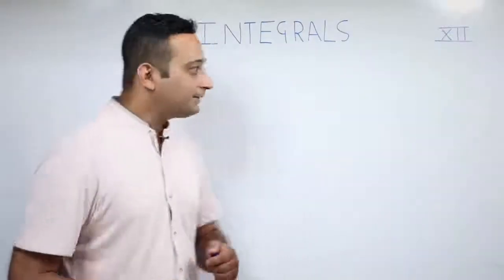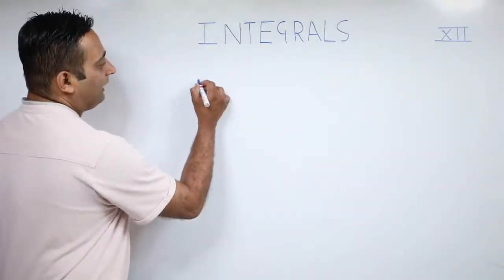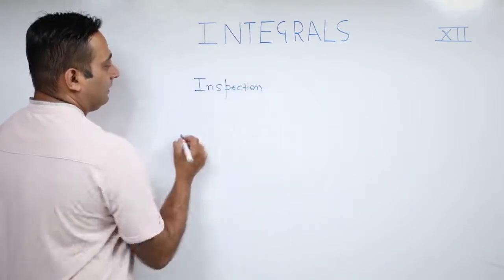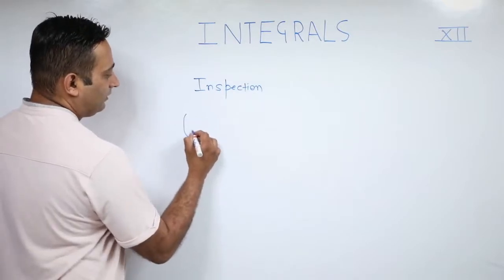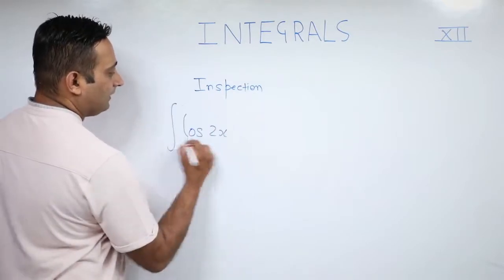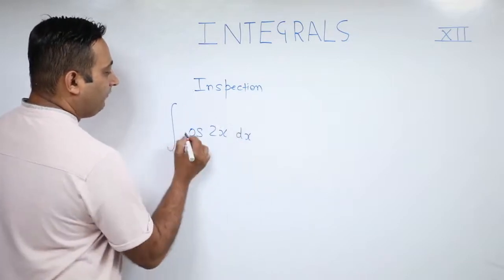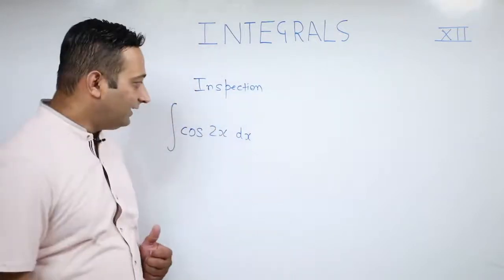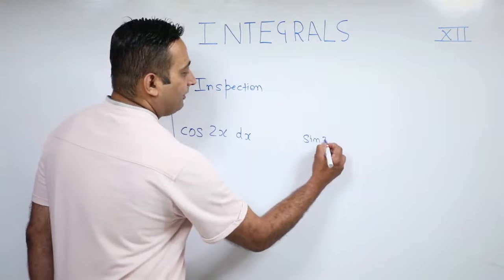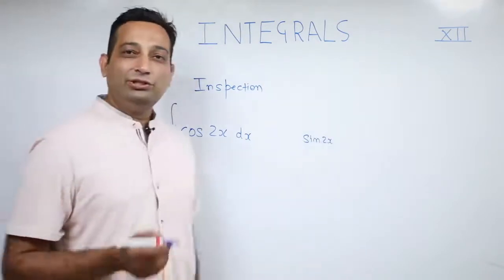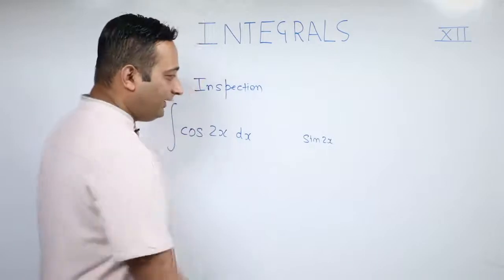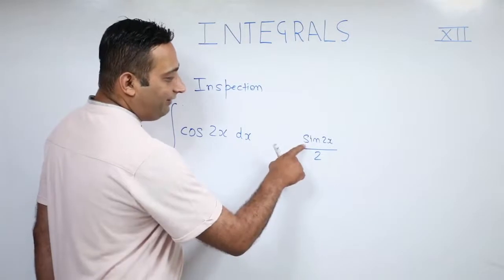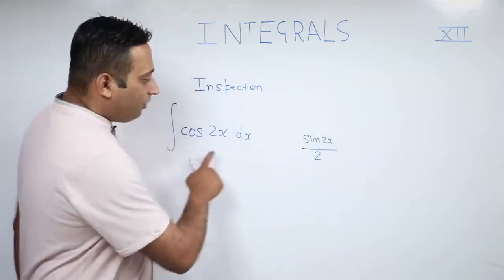Now let us do some problems based on the first method, that is called integration using the method of inspection. Now consider one function, cos of 2x dx. Now we want to find the integral of cos 2x, but by the inspection method. Let us consider the function sin 2x. We know that the derivative of sin 2x is 2 cos 2x. That means if we divide this function by 2, now we get the derivative of this function as cos 2x.